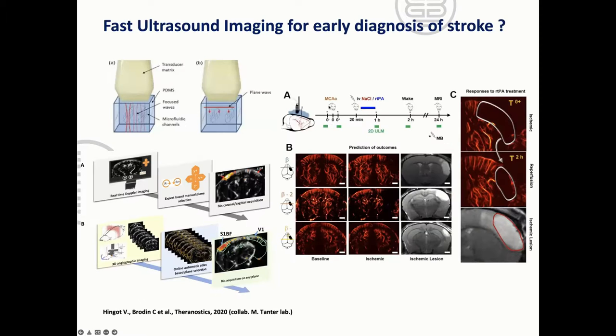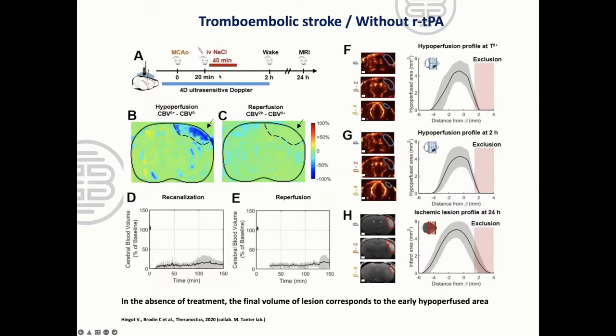And this is the data that we obtained. Again, it is the thromboembolic stroke model, with no treatment by tPA, just saline. We looked at the hypoperfusion at 2 hours and just after stroke onset, and also MRI at 24 hours. You can see here the map of hypoperfusion. You can see that we clearly have a hypoperfusion of the tissue just after stroke onset.